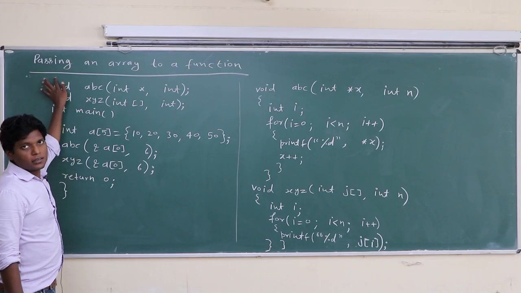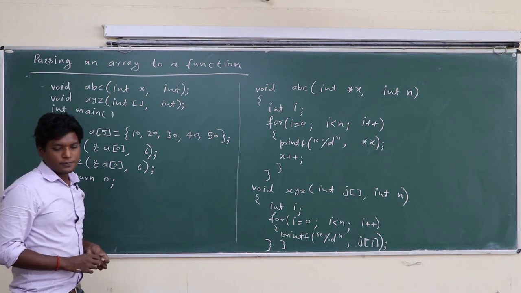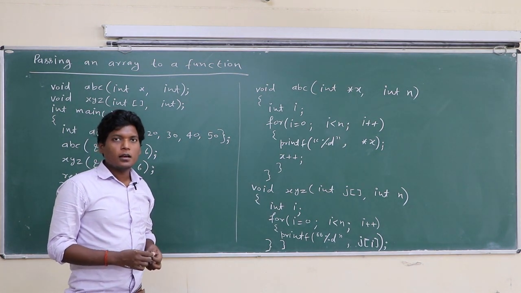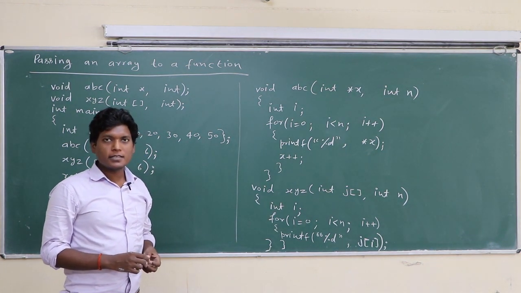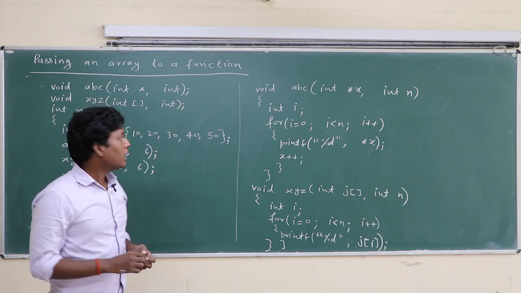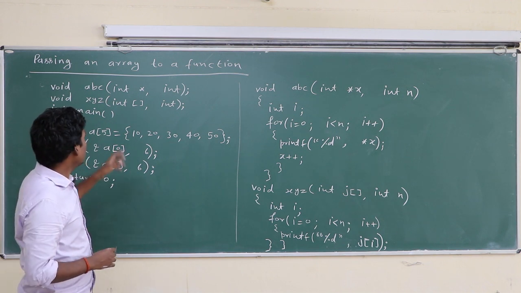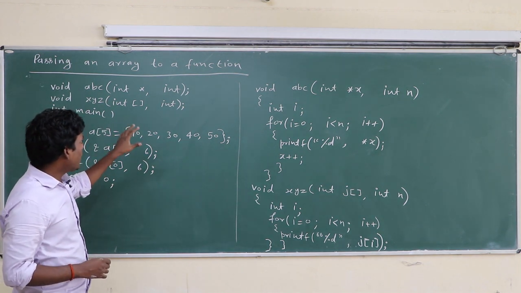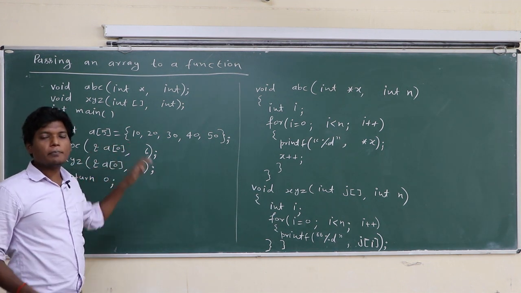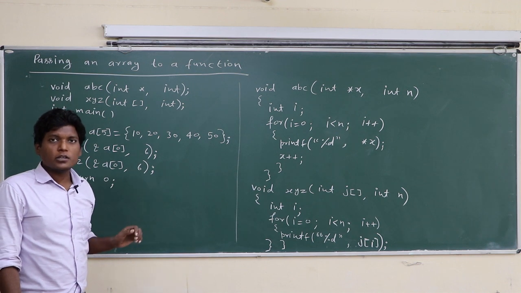Passing an array to a function. Class, till now we have passed the value and address to the function. Here we are going to pass an array to a function. Okay class, this is a program in which we pass the array to the function. Previously we have passed the value and address to the function.